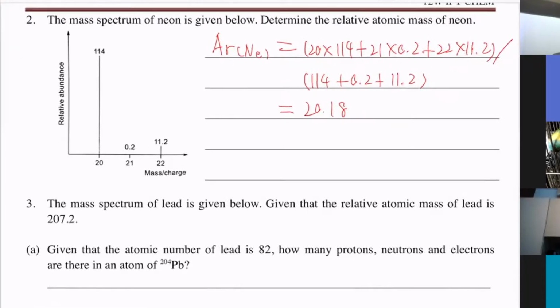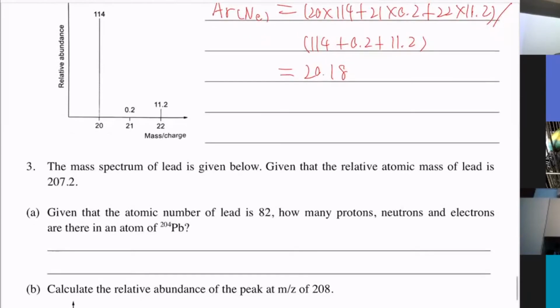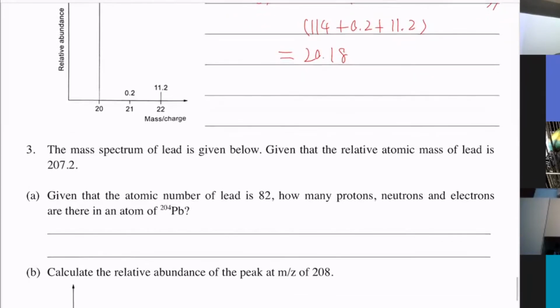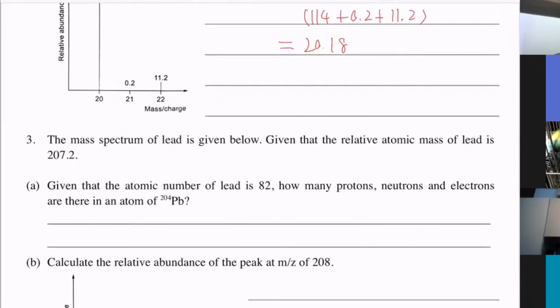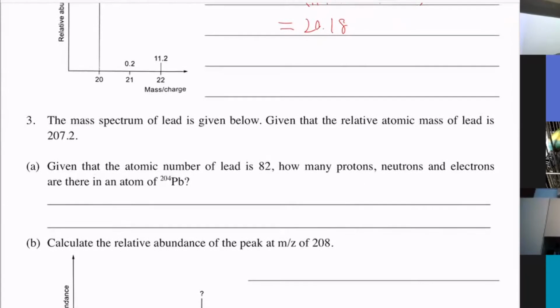And then we move on to the last question for this topic. The mass spectrum of lead is given below, given that the relative atomic mass of lead is 207.2. First we calculate how many protons, neutrons, and electrons there are. Who's next? Sumi, could you let us know the answer for part A?